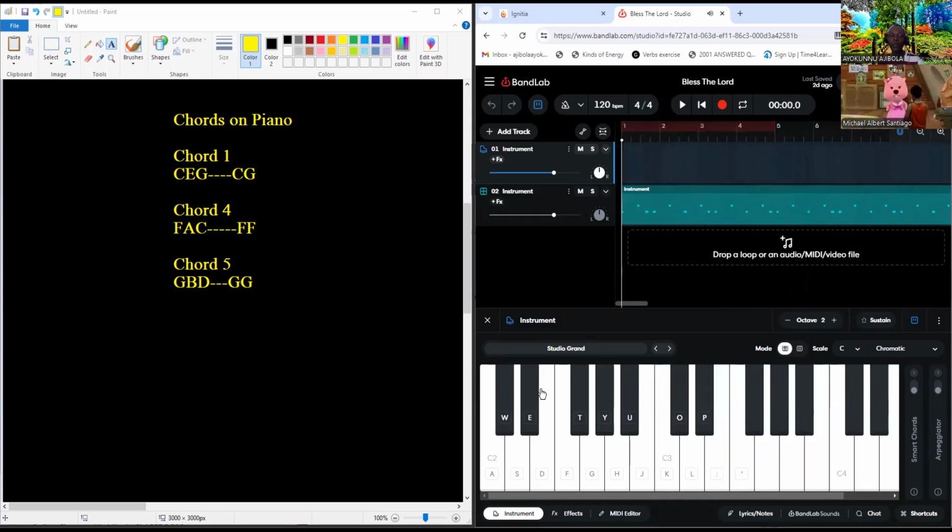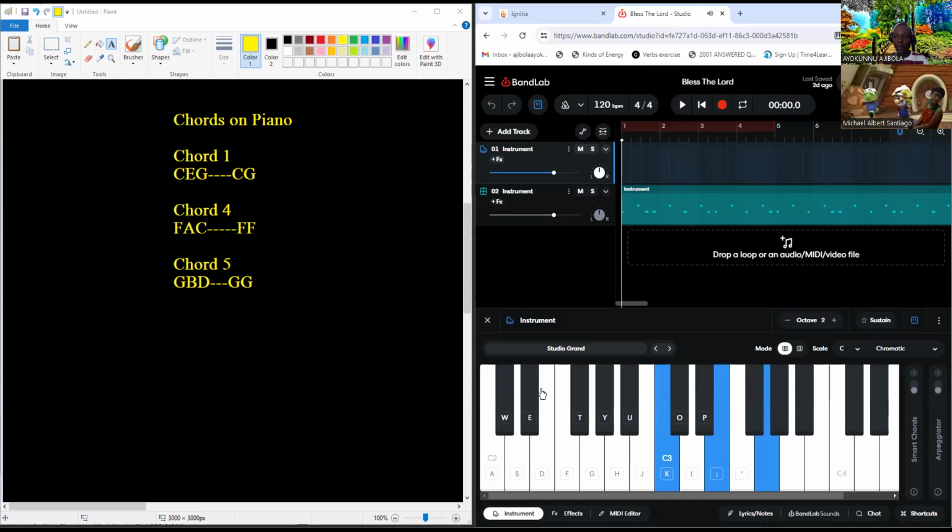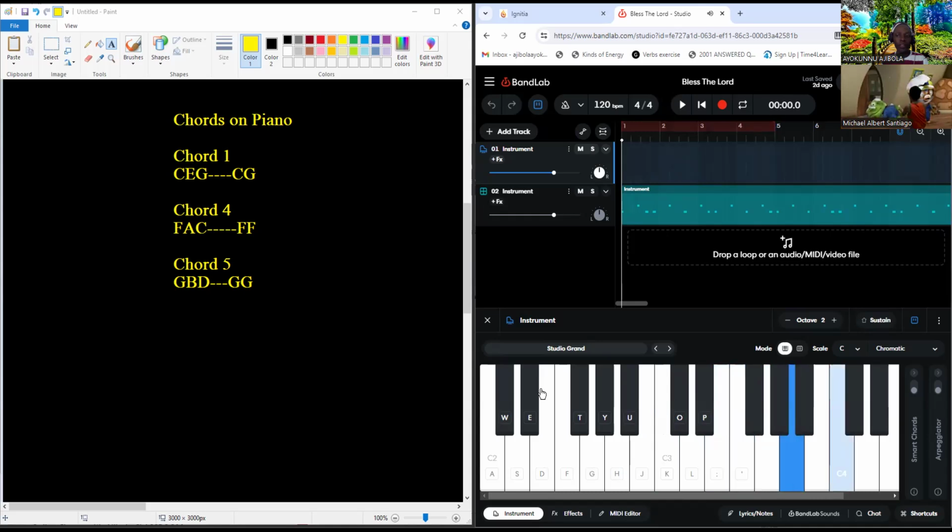Now if you see what I have played, while I was playing the chords, I was still playing the individual notes like C, E, G. C, E, G, C, E, G, 1, okay? C, E, G, C, E, G, 1. Then F, A, C, F, A, C, F. Then G, B, D, G, B, D, G. C, E, D, C, E, D.